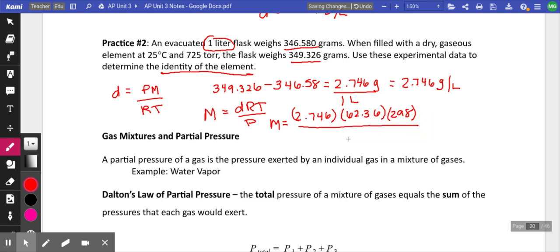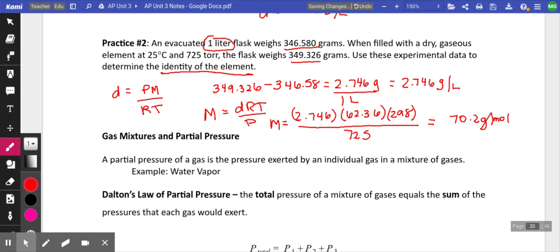And then on the bottom here, my pressure was 725 torr. So I plug all of those numbers into my calculator, and I round this to have sig figs and a unit, and I get about 72 grams per mole here.